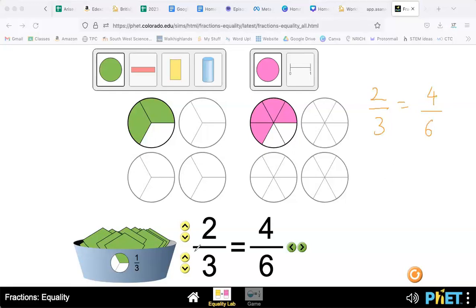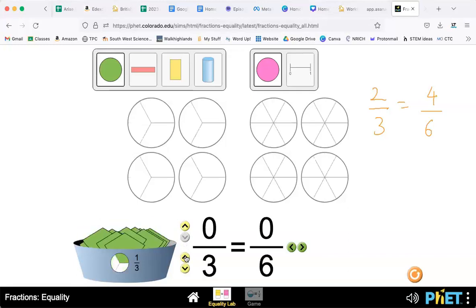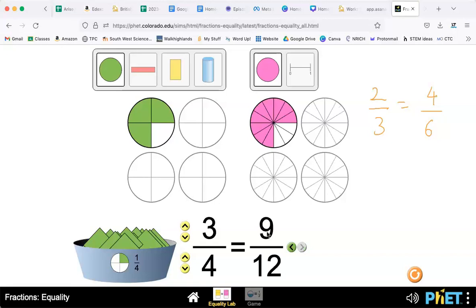I'm going to put this off. Let's clear all this. And let's now do quarters. And let's do 1, 2, 3. So we've got 3/4 is the same as 6/8. But let's change this here. We can now change it up to 12, 9/12.